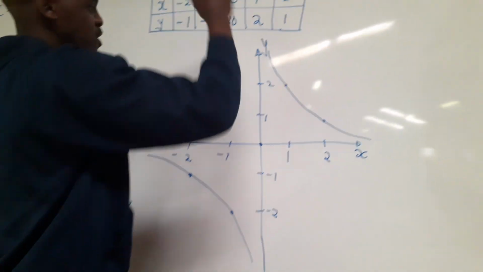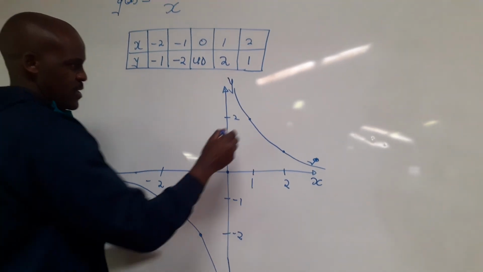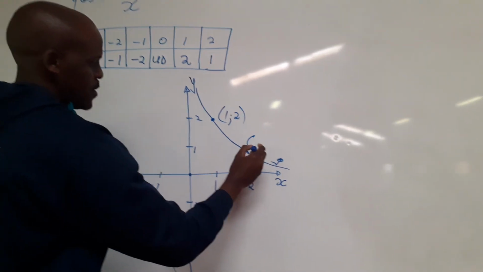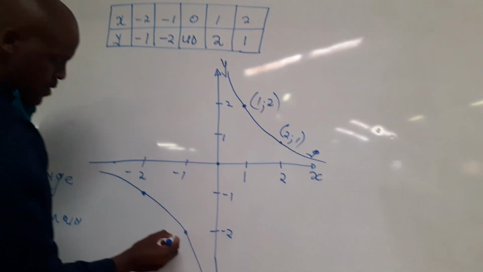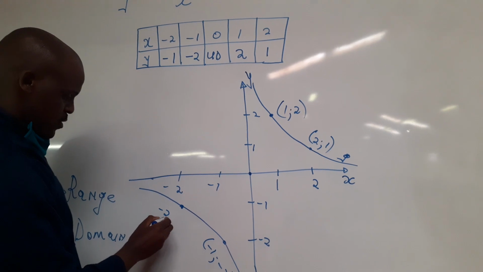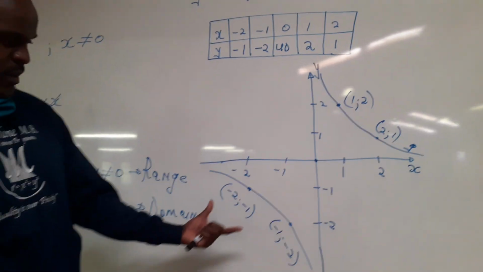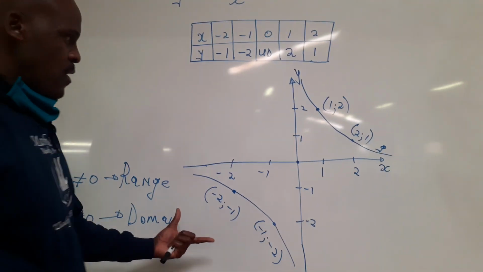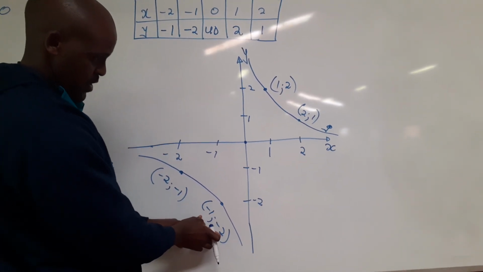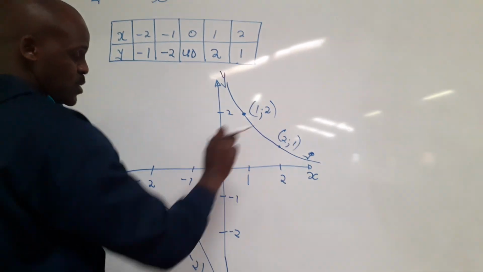This is the function of g. This and that, it's one and the same function. 1 is to 2, 2 is to 1. Here, negative 1 is to negative 2, negative 2 is to negative 1. Right. When you look here, we have negative 2 is to negative 1, negative 1 is to negative 2. So here we've got positive 1 is to 2, 2 is to 1.